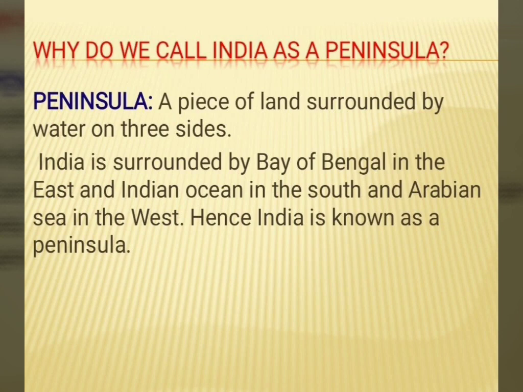Why do we call India a peninsula? Peninsula means a piece of land surrounded by water on 3 sides. India is surrounded by Bay of Bengal in the east, Indian Ocean in the south, and Arabian Sea in the west. Hence, India is known as peninsula.